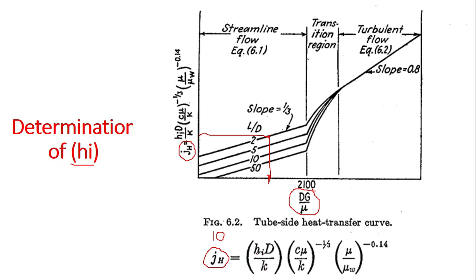This value is 10. I'm just giving you the example. So what you have to do is you have to keep all these parameters, after putting the values, on this hand side and multiply it with 10, and on the right hand side you will ultimately be left with the HI, which is the film coefficient for the tube side. So in this way you can get the value of the convective heat transfer coefficient. If you get the value of the Reynolds number, by using this graph you can get the value of the JH factor, which is the Colburn factor, and from the Colburn factor and this correlation you can get the value of the film coefficient HI.